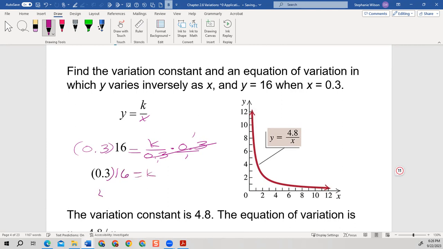Now, when I'm done multiplying, let me finish this right here. We get k is equal to 4.8. So now I got my variation constant. I can turn around and write it as y equals 4.8 over x. And now I got my equation.